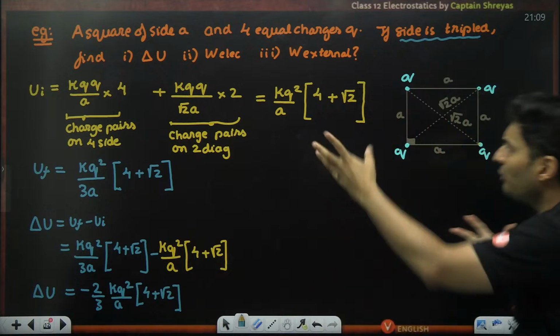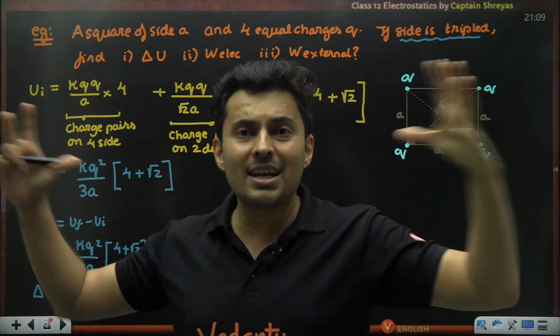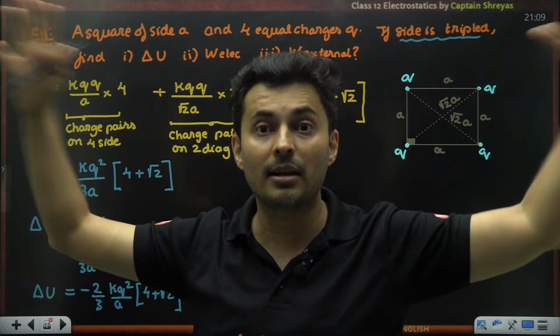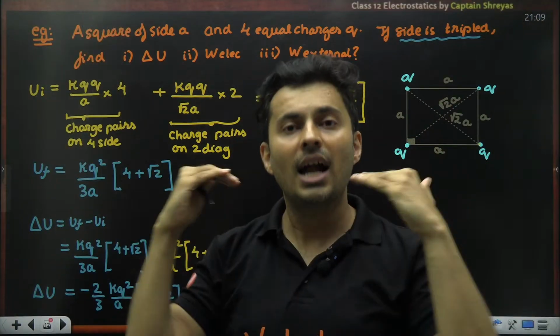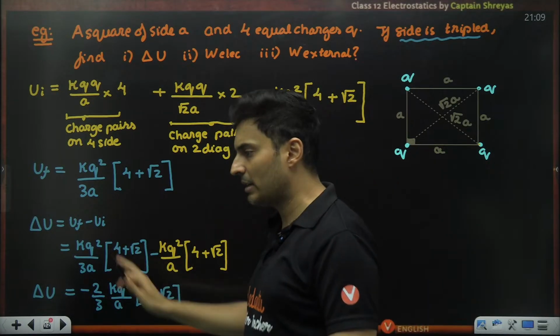Makes sense because these are four equal charges which repel each other. So when you increase their size, they are happy, they are relieved, they are away. They don't like each other, they repel. So that is why the energy change had to come out negative. So it is perfectly fine.